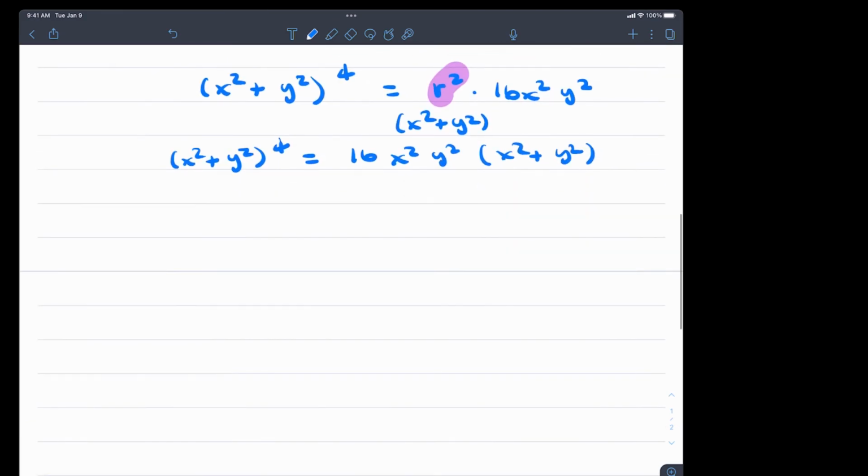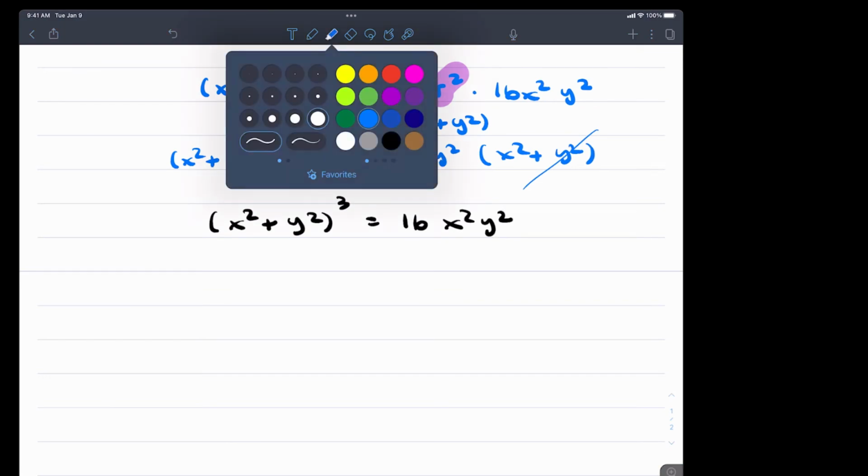And then finally, ladies and gentlemen, can't you cancel a term? And you should get now x squared plus y squared to the third power becomes 16x squared y squared. Okay. Now double check.